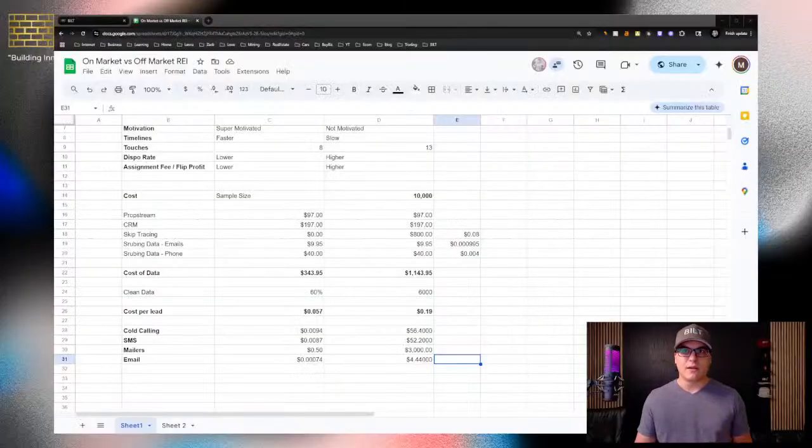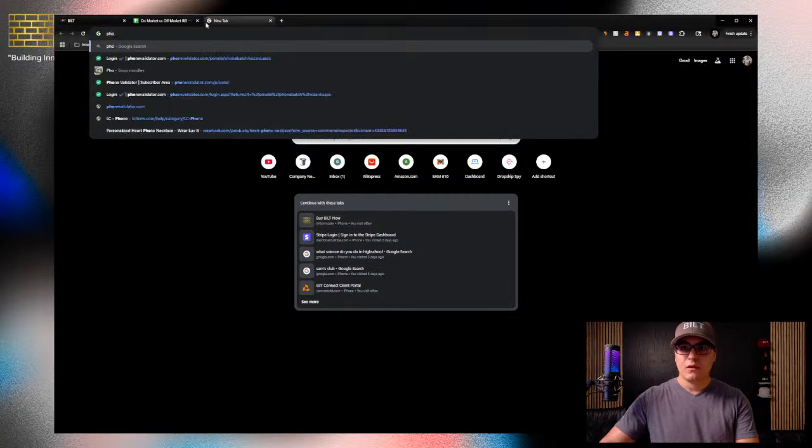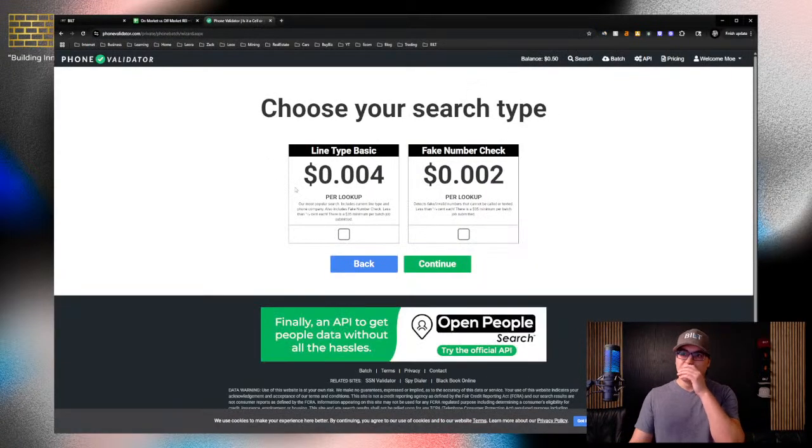If we go back right here and we go to phonevalidator.com, what this is going to do is it checks the line type for you, checks the phone company. Also, it checks for fake numbers. And of course, it'll also include whether they're on the DNC and so forth. So it's really important to check that.